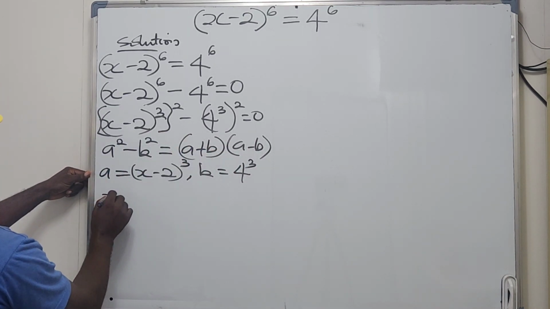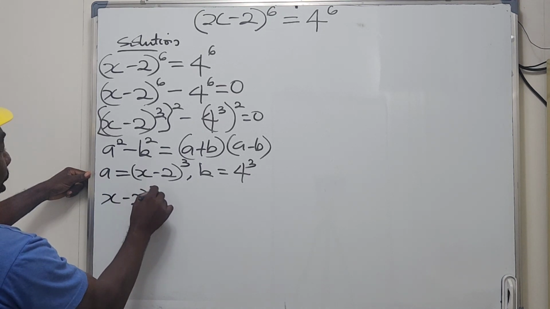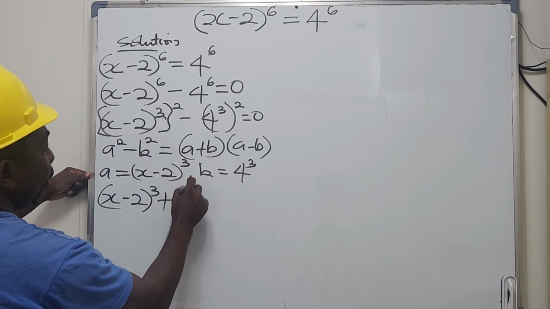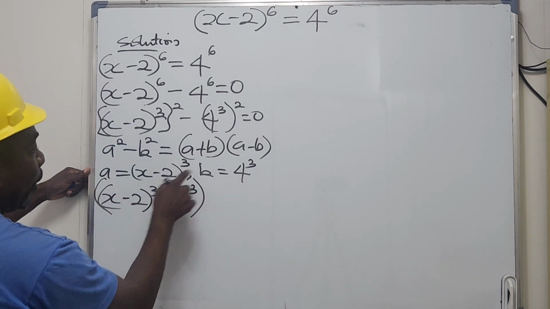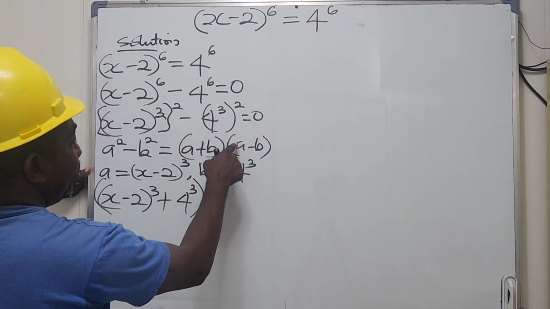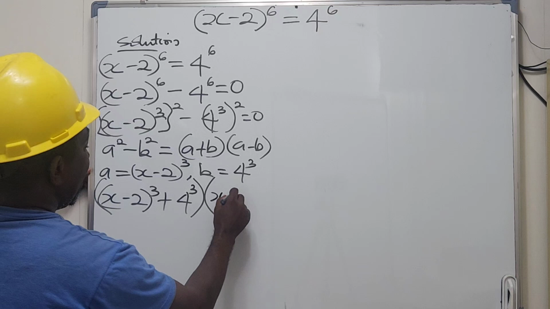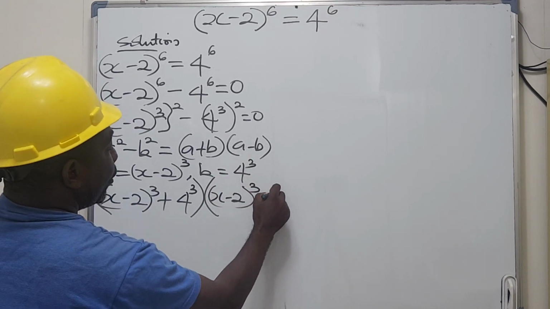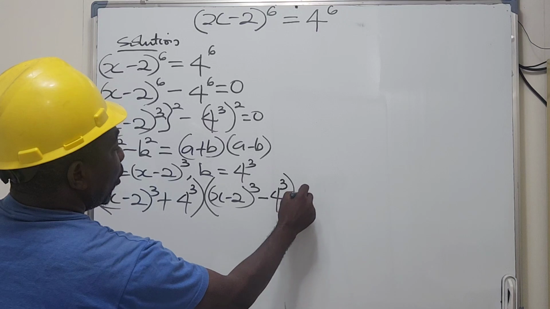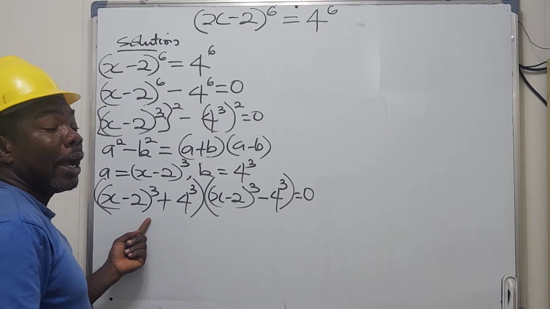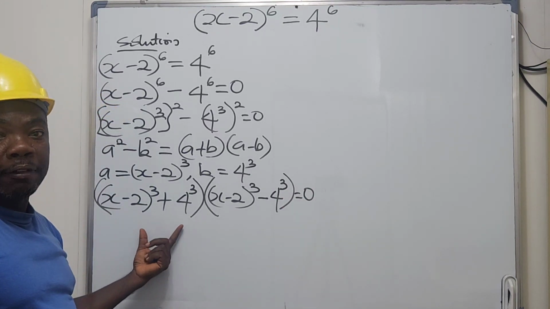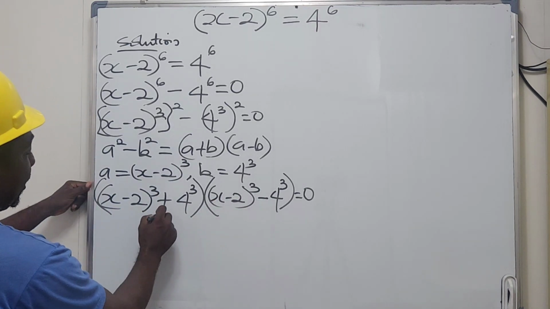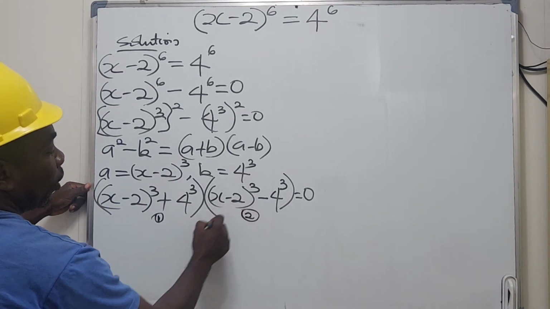So substituting these parameters into the solution of difference of 2 squares, we'll have that a plus b equals (x minus 2) to the power of 3 plus b, our b is 4 to the power of 3. Then we have the first parenthesis. Then the second parenthesis, we have (x minus 2) to the power of 3 minus 4 to the power of 3, all equals 0. We have two parentheses here. It is either the first one equals 0 or the second one equals 0. So let's take the first one first and then the second.